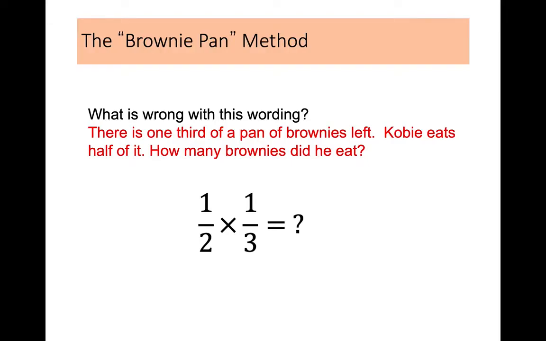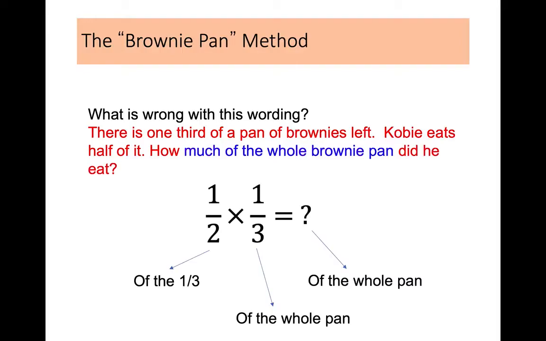There's 1/3 of a pan of brownies left. Kobe eats half of it. How many brownies did he eat? That's a valid question, but not for the multiplication question listed on your screen, because maybe he just had 1 brownie, right? If you cut it up, there's 1 brownie. And so it's important to word it in a way that matches the meaning.